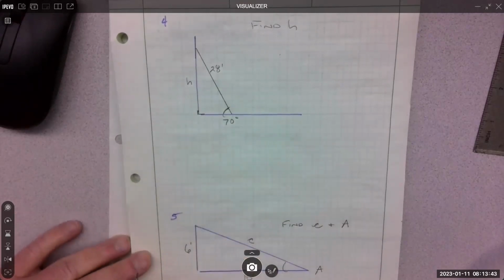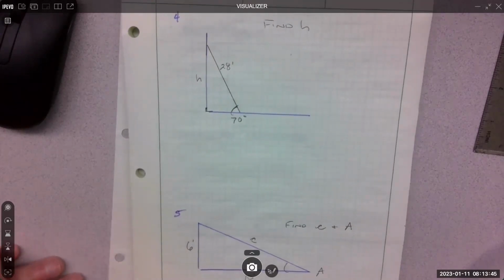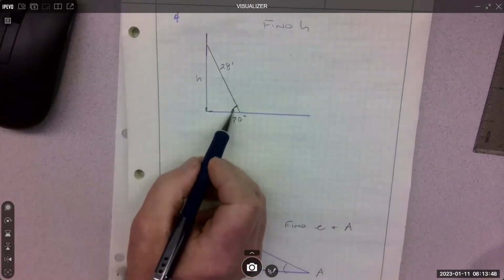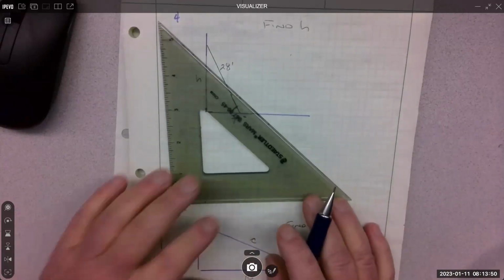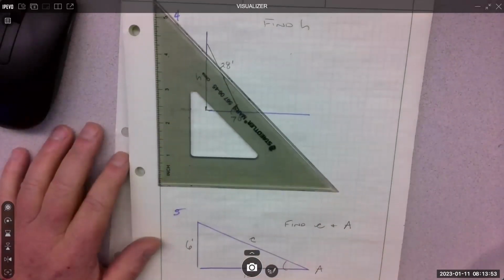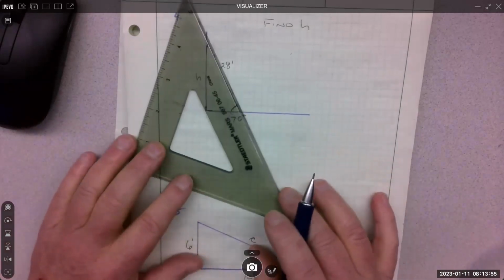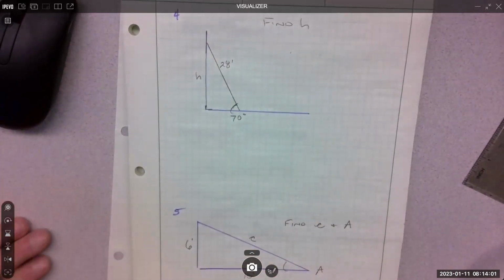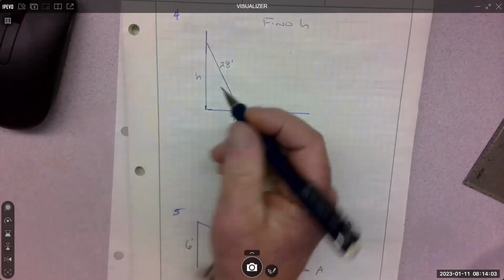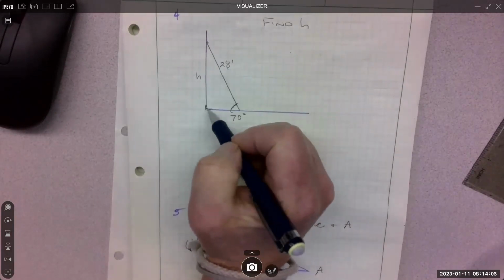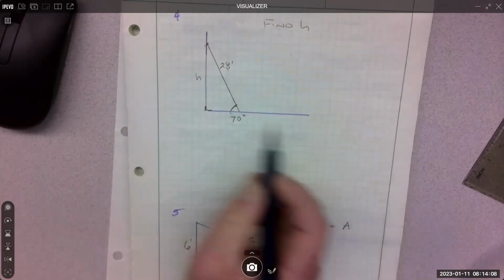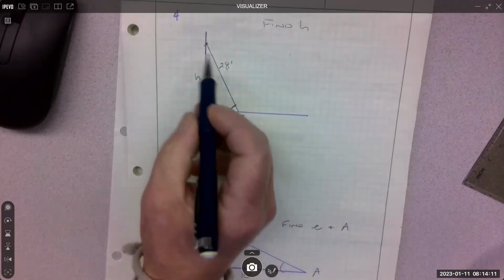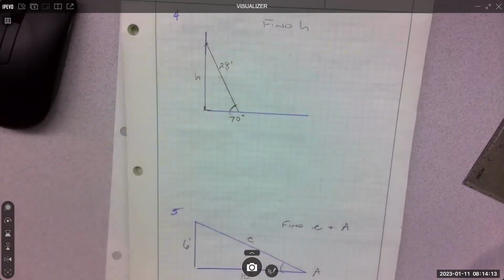And if you can make them graphically accurate, that helps. Like I did that. I didn't actually use a protractor to make it 70, but I have a 45 that's handy, right? So I know it's a lot steeper than a 45. So if you can make this graphically kind of accurate, it gives you an idea of what you're aiming at. Like, okay, H should be less than 28, right? But not a lot less, like 25-ish is my guess. So it's good to mentally give yourself a little estimate.